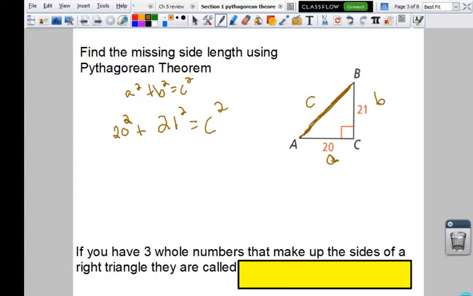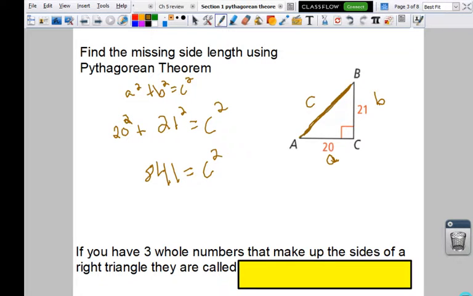C squared. Okay? So let's go through, and I'm going to grab Desmos. I think I got it here. 20 squared, and I'm going to combine some steps and just plug them all into Desmos, plus 21 squared, and I get 841 total. So we're going to go 841 equals C squared.